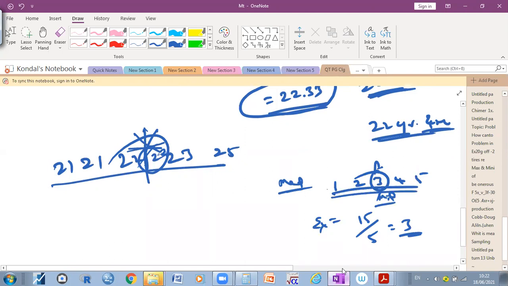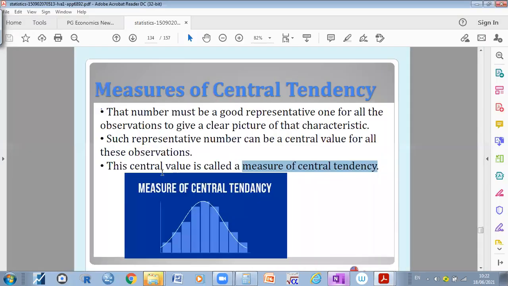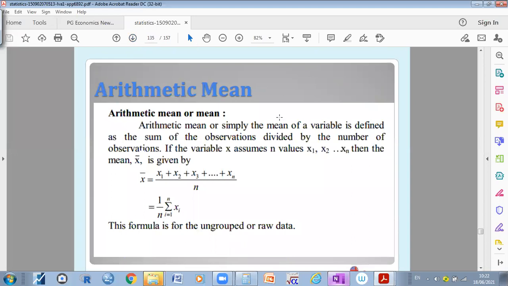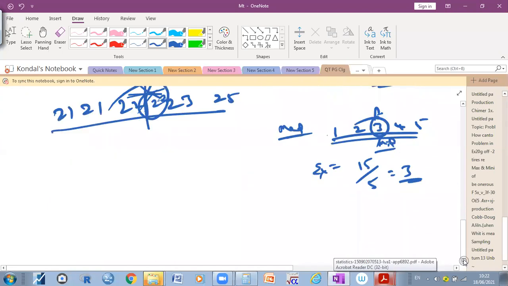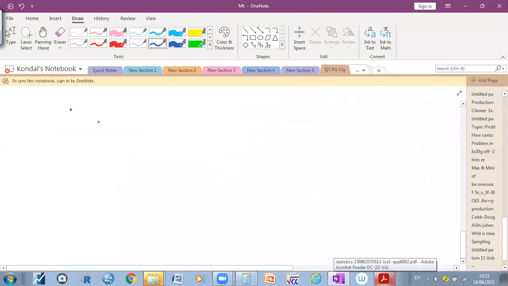So like that, the central value is called measures of central tendency. Within the measures of central tendency, we have mainly three. MCT, measures of central tendencies. I am writing MCT as a shortcut for measures of central tendencies.